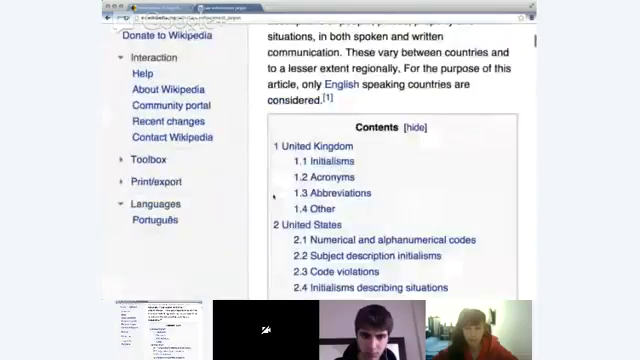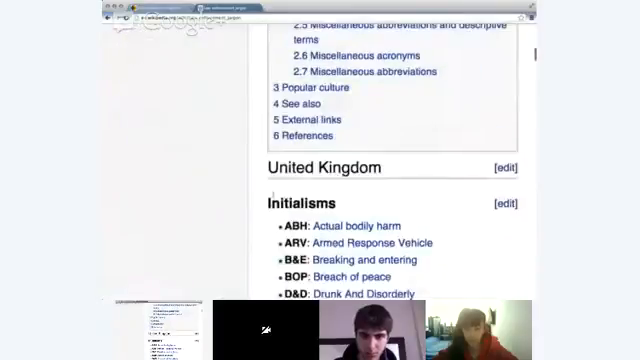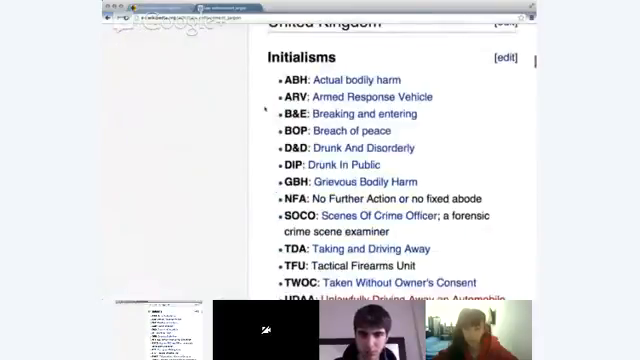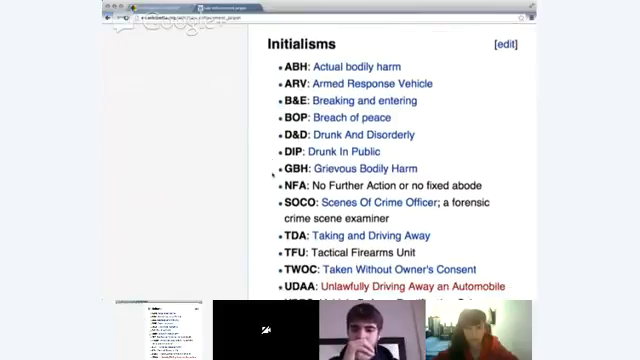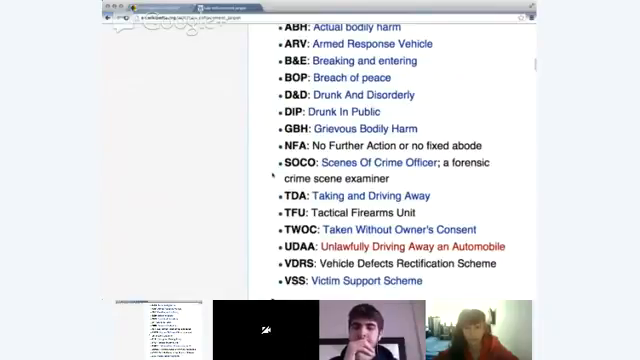Very similar. So for instance, here are some things with police. ABH. If you went into a presentation where a bunch of police were talking and they said ABH, you're not going to know, but the policeman's going to know. B&E, breaking and entry. D&D, drunk and disorderly. These are things that you wouldn't know, but they would know.